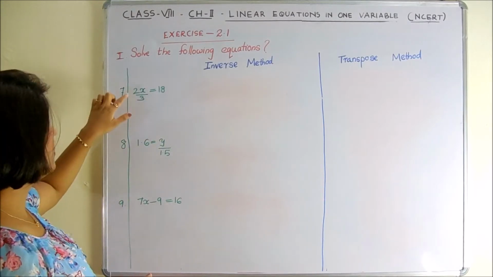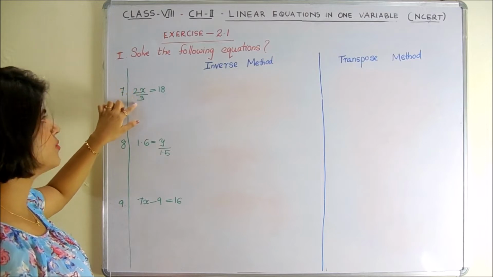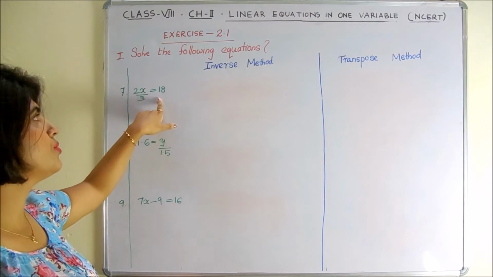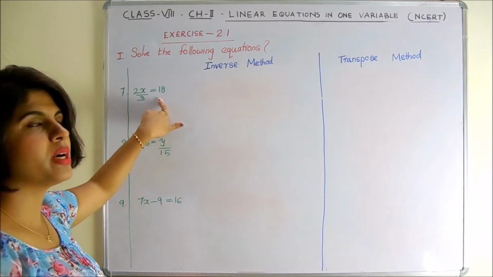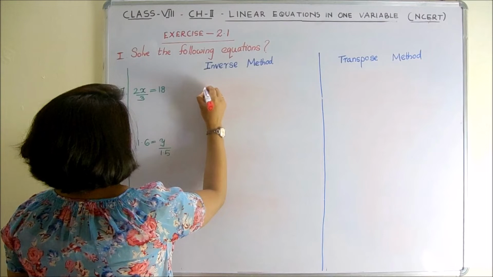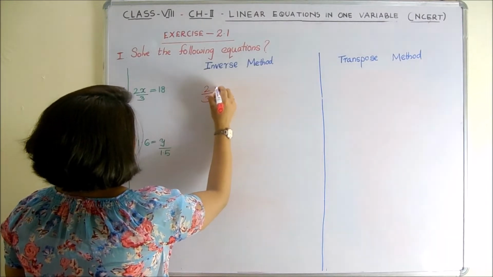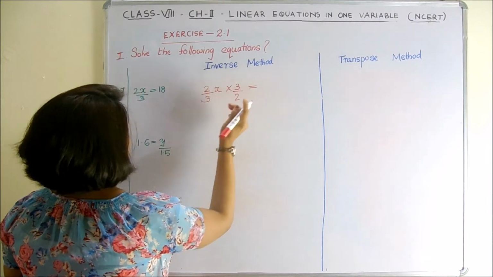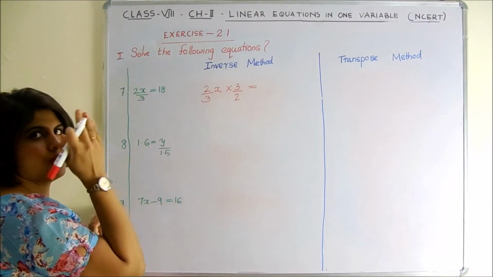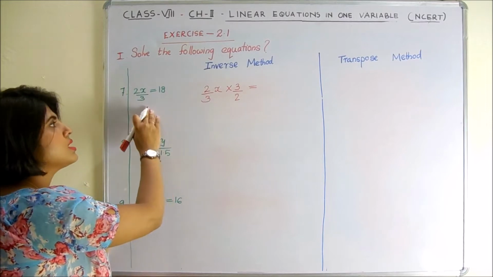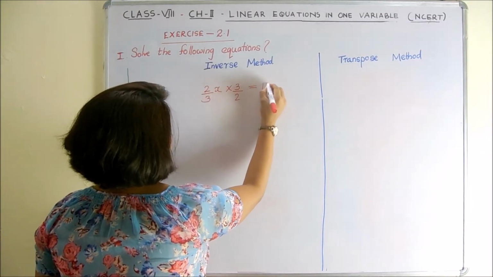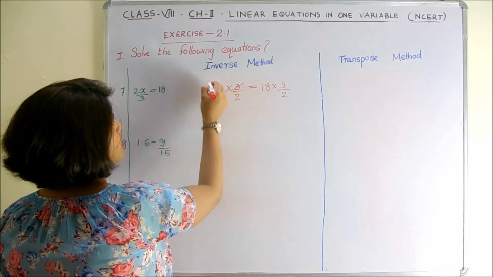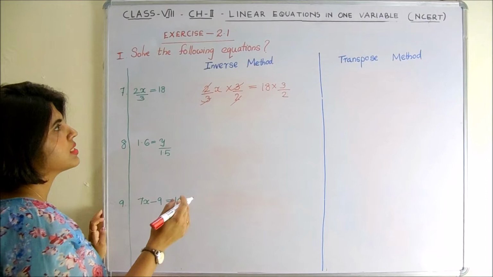In order to eliminate this coefficient of x, 2 by 3, we have to multiply by its inverse. The inverse of 2 by 3 is 3 by 2. Then what will you get? 2 by 3 into x into 3 by 2. When we multiply any number on one side, we have to do the same on the other side also: 18 into 3 by 2. So 3 and 2 will get cancelled.